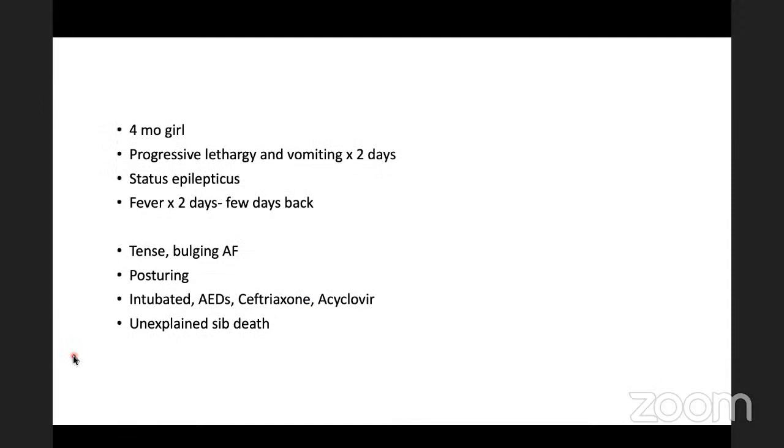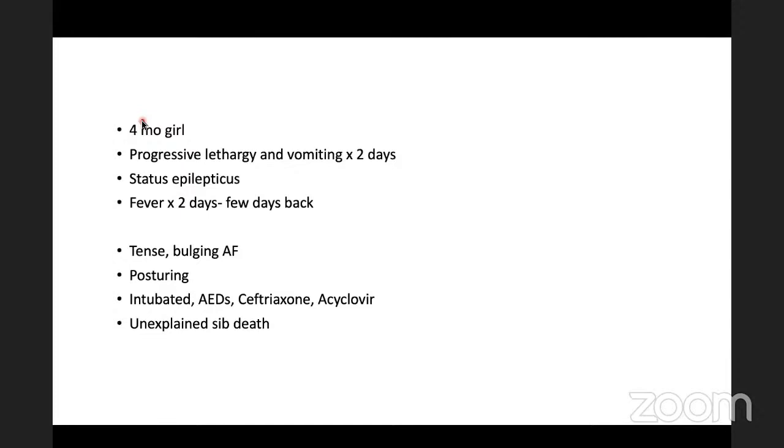So having told this, you might have understood that not all bleeds are traumatic. There can be non-traumatic causes also. This is an extreme case which I wanted to highlight. This is the story of a 4-month-old girl who presented with progressive lethargy and vomiting for 2 days, then presented with seizures evolving into status, and had a very vague history of fever which was not present at the time of admission.